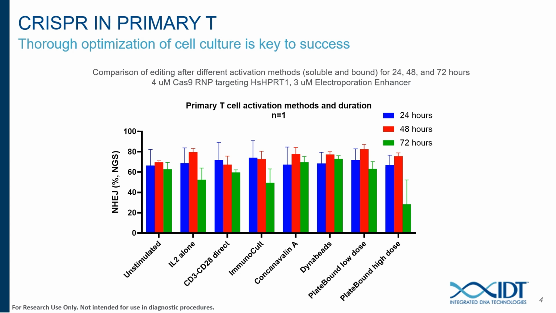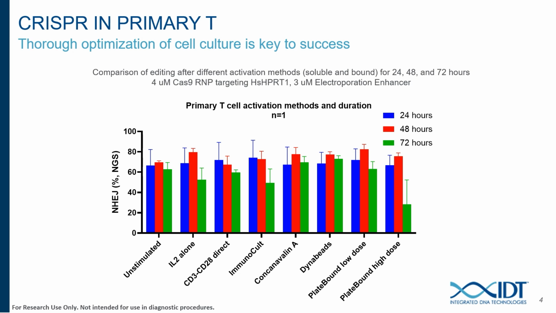And in this experiment, we've compared different activation methods that are commonly used in the T cell field, and then always comparing back to an unstimulated control. And we measured CRISPR editing after different time points of activation, so after 24, 48, and 72 hours. So our control here is the unstimulated. Then we looked at use of IL-2 alone. One method is to add CD3 and CD28 directly to the growth media. We also used a commercial activator from StemCell Technologies called ImmunoCult. We used another mitogen that's called concanavalin A.